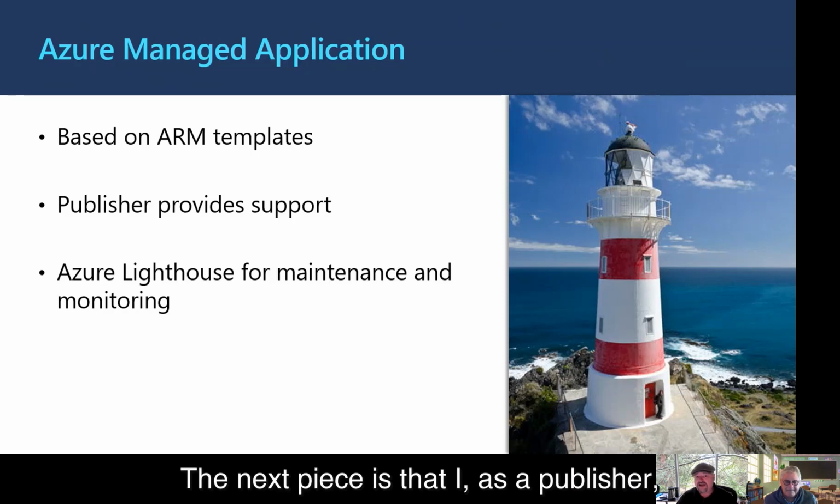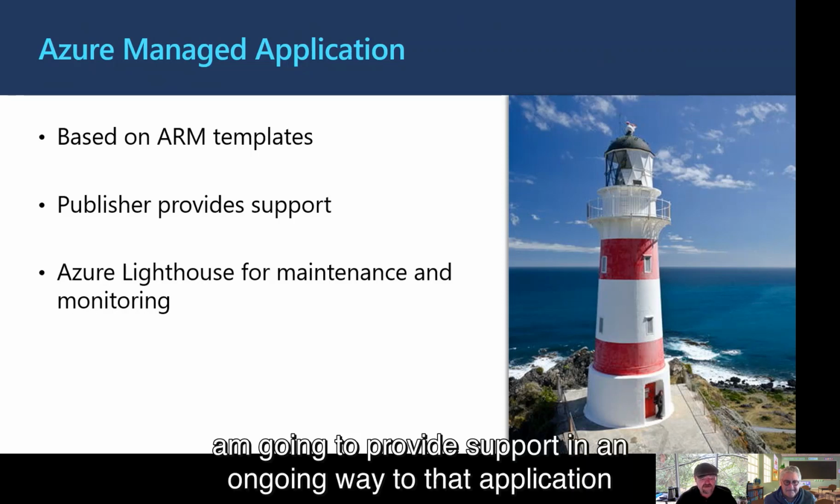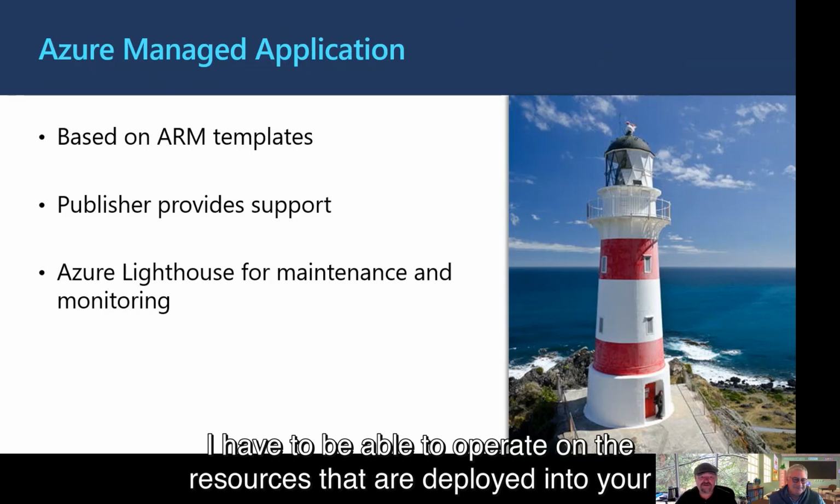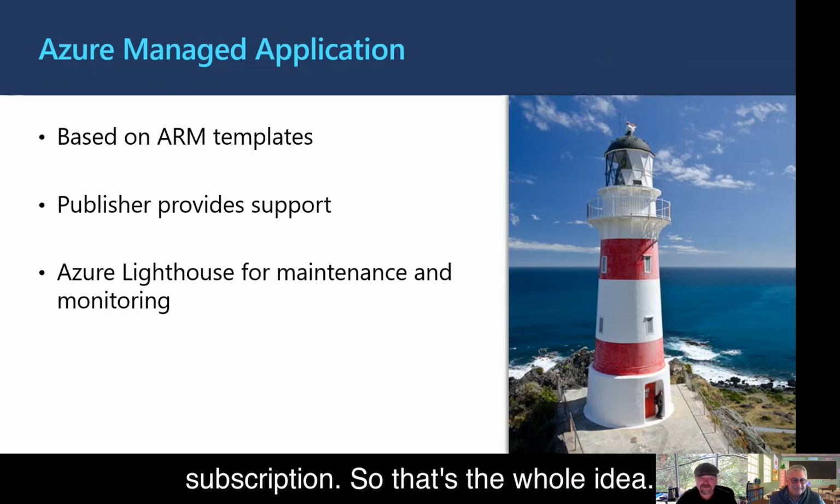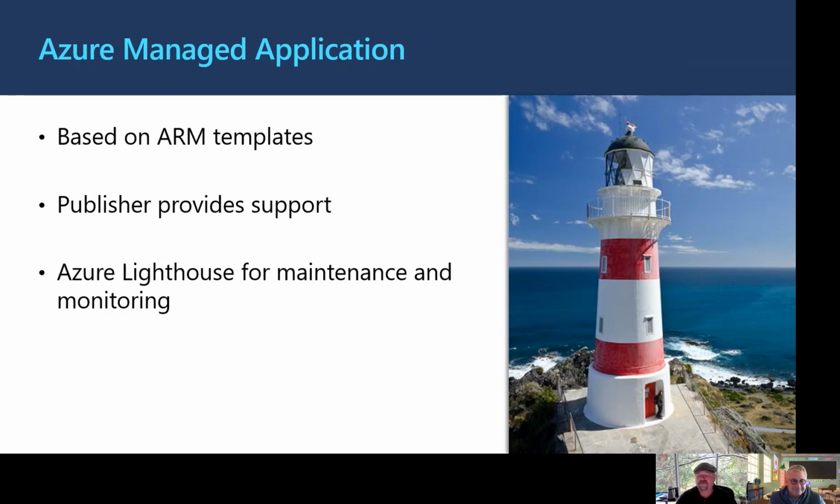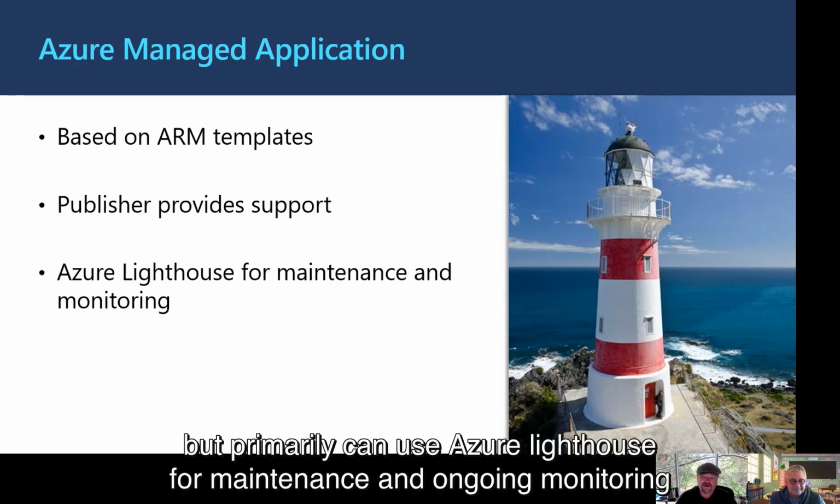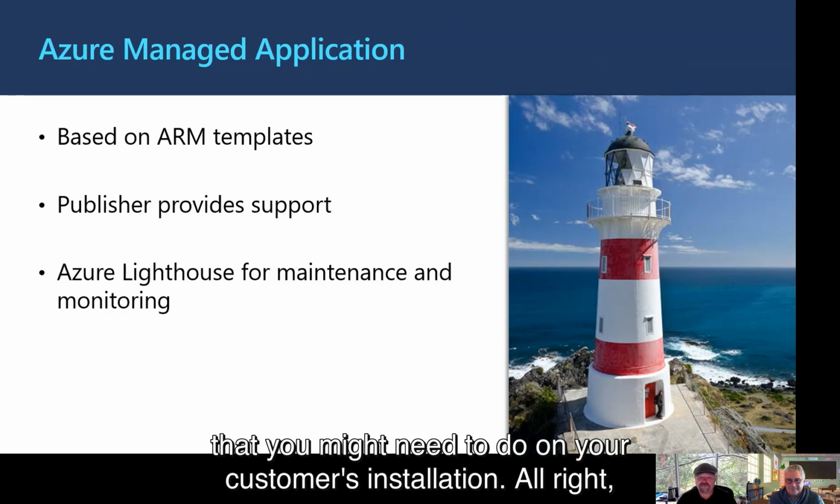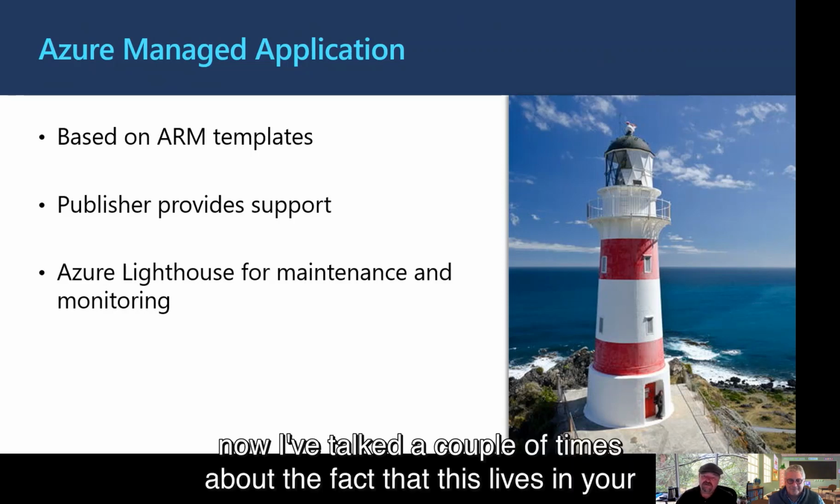The next piece is that I, as a publisher, am going to provide support in an ongoing way to that application. In order to do so, I have to be able to operate on the resources that are deployed into your subscription. That's the whole idea. The customer gets the resources deployed into their subscription, and the publisher, among other tools, but primarily, can use Azure Lighthouse for maintenance and ongoing monitoring and all that good stuff. Patching VMs is a good example of a bit of maintenance that you might need to do on your customer's installation.